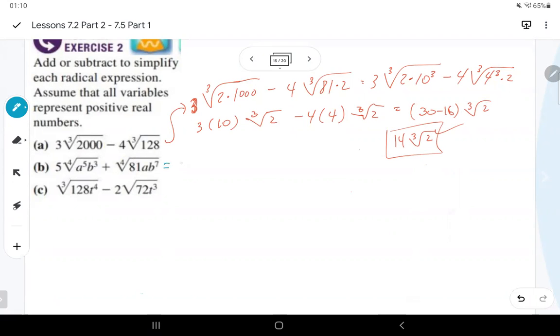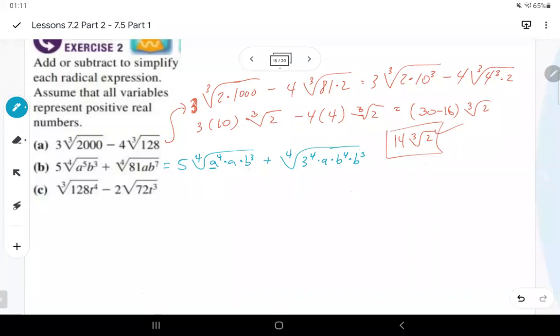So the first one's nice because we're just looking at exponents. So it's going to be a to the 4th times a, and then times b cubed. The b doesn't change. And it's the 4th root of 81. 81 is 3 to the 4th power. Yep, 3 to the 4th power. And then times a times b to the 4th times b cubed.